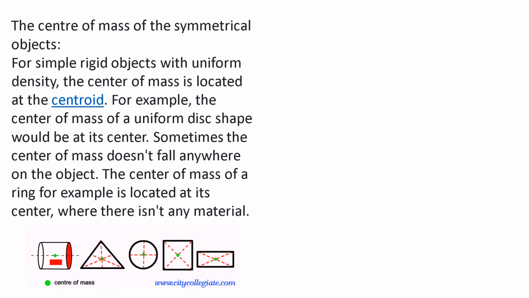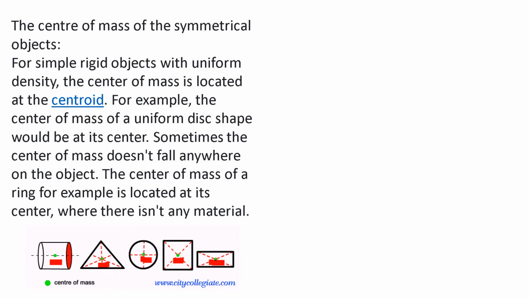For cylinder, for triangle, for a ring, for a square, and for rectangular, these points are nothing but the centroid point as well as the center of mass. Why? Because these objects have symmetry. Sometimes this center of mass cannot fall anywhere on the surface of the object.